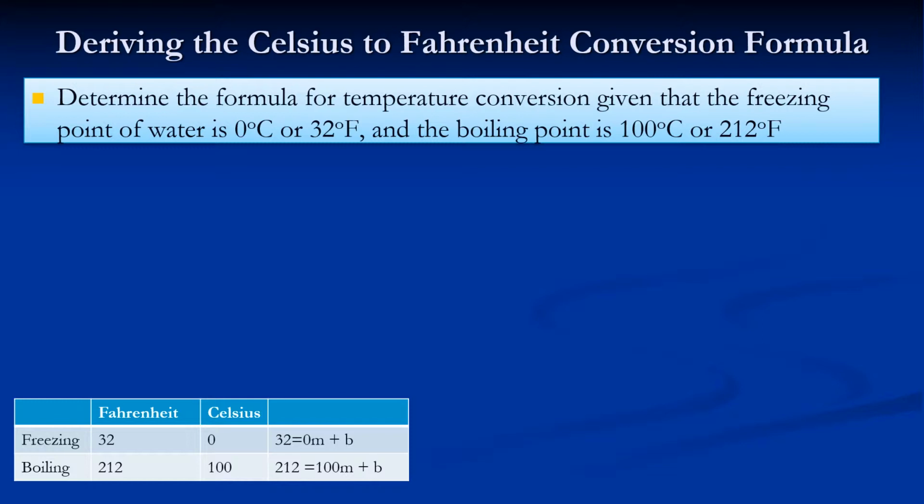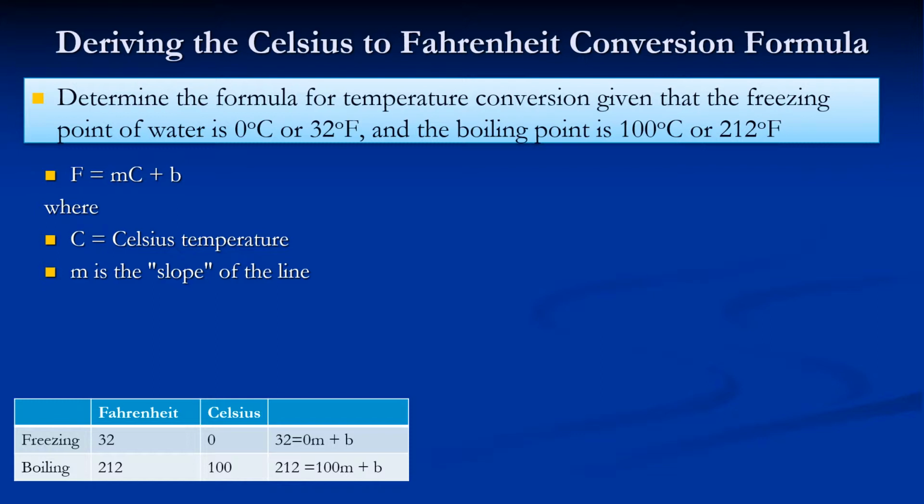Given that the freezing point of water is 0 degrees Celsius or 32 degrees Fahrenheit, and the boiling point is 100 degrees Celsius or 212 Fahrenheit. So we can create this formula that Fahrenheit equals the Celsius temperature multiplied by the slope of the line, and B is going to be the intercept of the line.